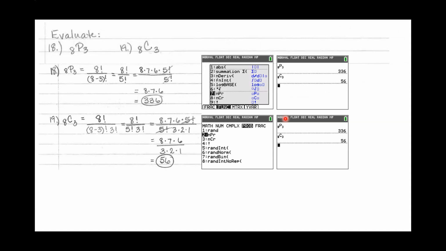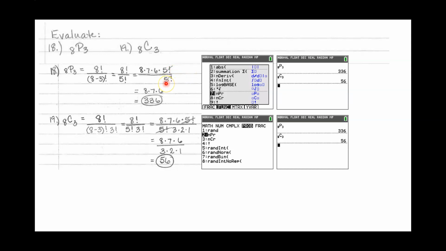All right, then for number 18 and 19, we want to evaluate permutations and combinations. First the permutation. Our formula, this is our n value and this is our r value. So our formula is n factorial over n minus r factorial. So 8 factorial over 5 factorial. 8 factorial means 8 times 7 times 6 times 5 times 4 times 3 times 2 times 1. 5 times 4 times 3 times 2 times 1 is 5 factorial.